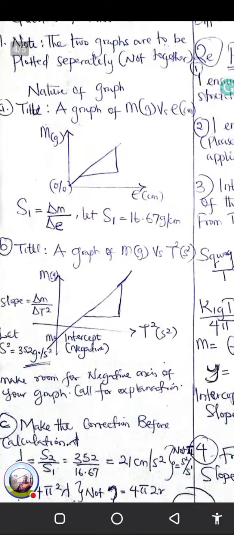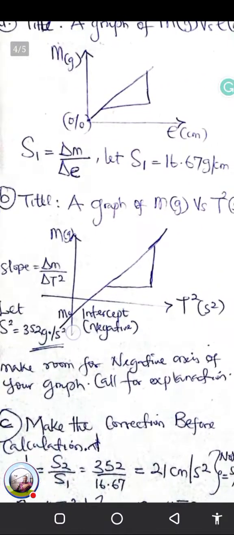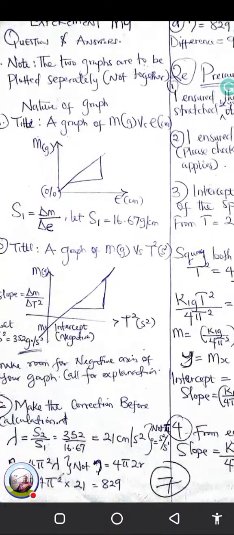Then for graph 2, which is a graph of M against T square, this is the nature of your graph. Now we have to be very, very careful in this graph too, and that is the more reason why you need to have the solution to this very material, and not just that, have a guide, like this video, and someone to mentor you before you make any move in plotting your graph. In graph 2 you have to be very careful, because the intercept is going to be on a negative M axis.